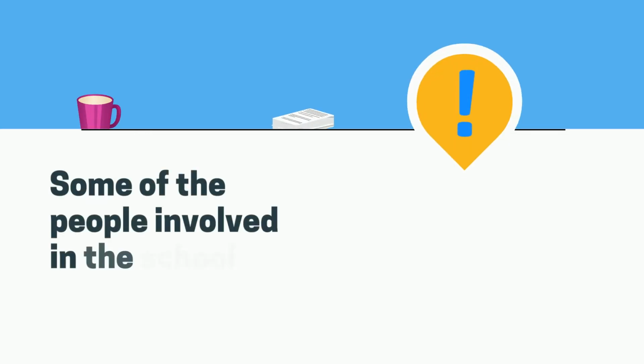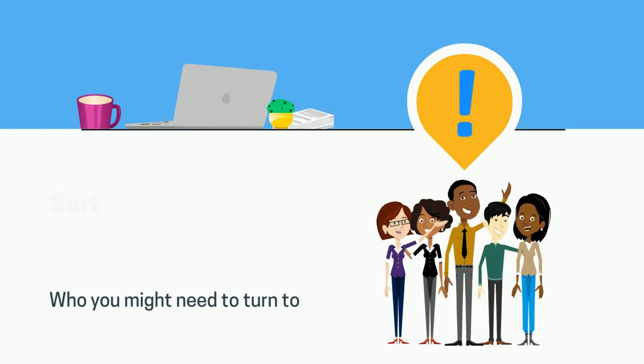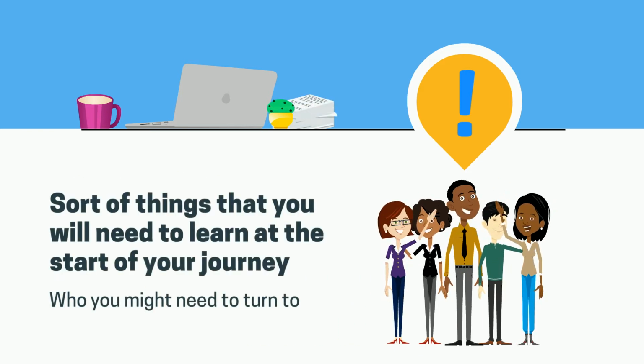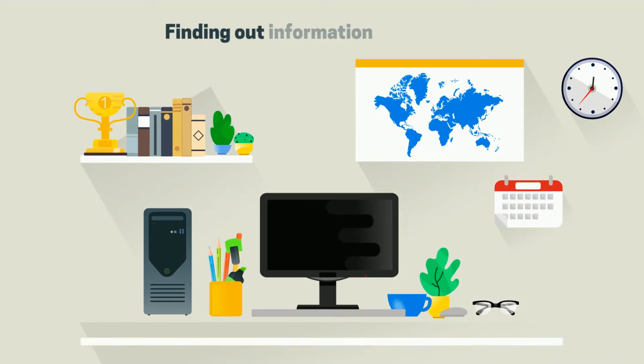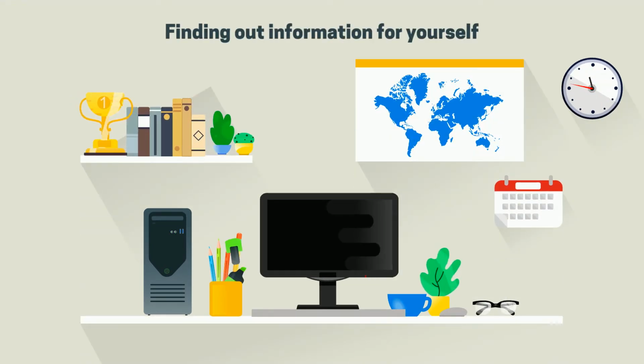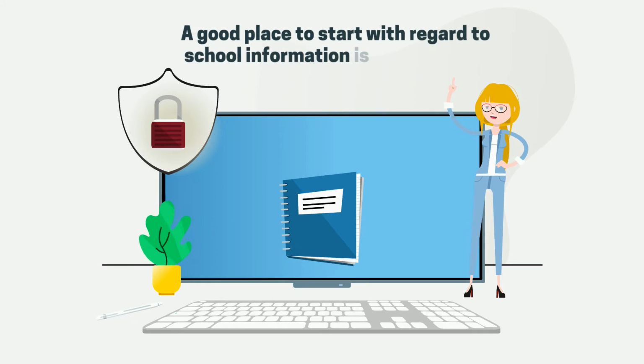In the last couple of videos, we talked about some of the people involved in the school, and you have been learning who you might need to turn to and the sorts of things that you will need to learn at the start of your journey. A big part of learning in the job is also about finding information for yourself or knowing where to look. As mentioned previously, a good place to start with regard to school information is in the school handbook.